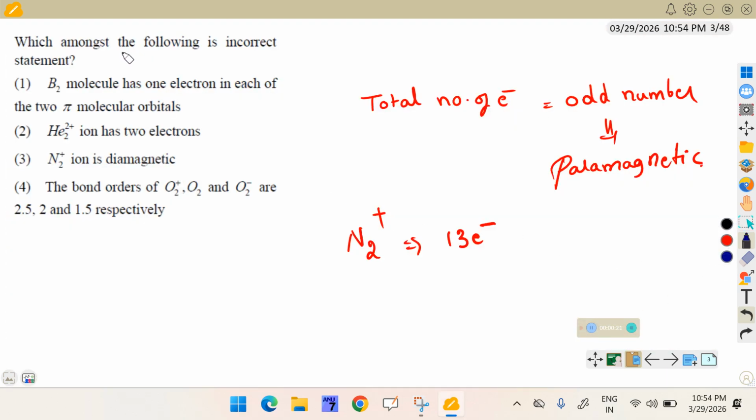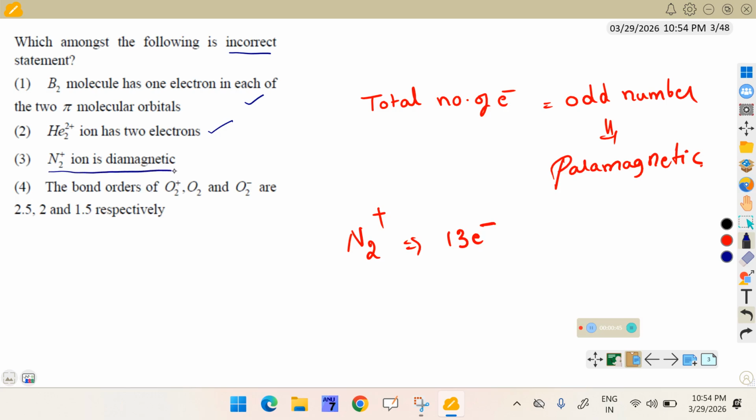Which among the following is an incorrect statement? B2 molecule has one electron in each of the two pi molecular orbitals. Correct. That's the reason B2 molecule is paramagnetic in nature. He2 2 plus ion has two electrons. Correct.